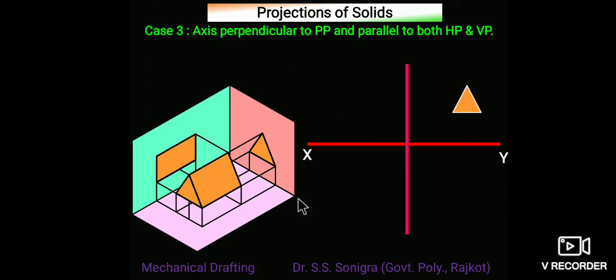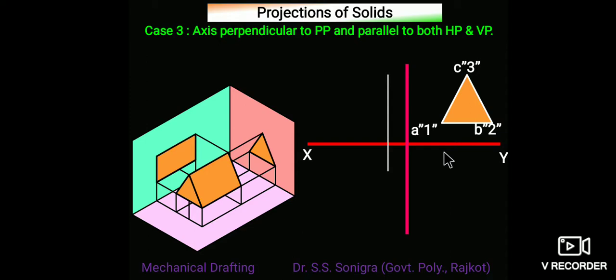But this is a prism. So draw a triangle of given dimension above the XY line. Name the endpoints A, B, C or double dash, A double dash, B double dash, C double dash, and 1, 2, 3 double dash.